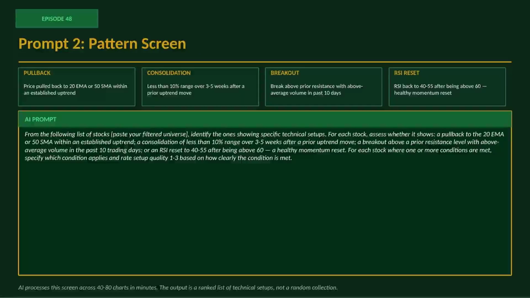Prompt 2 applies the technical setup filter to the curated universe. This is the most computationally intensive step. Pattern recognition across 40 to 80 charts simultaneously. AI handles this efficiently if you provide the right framework. Use this prompt. From the following list of stocks, paste your filtered universe.